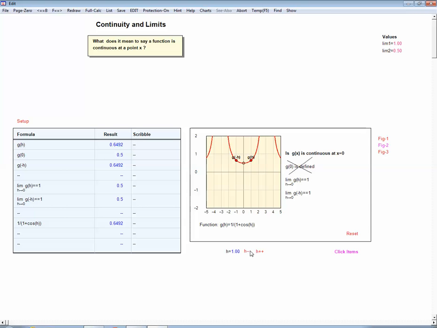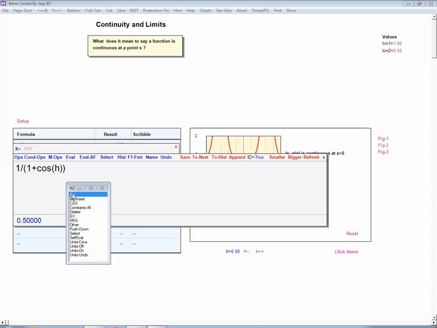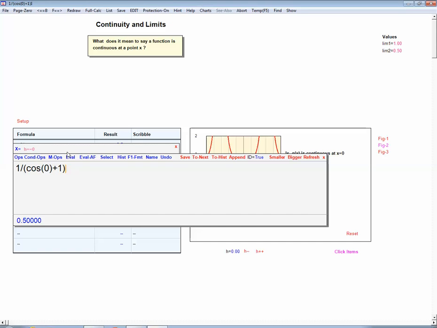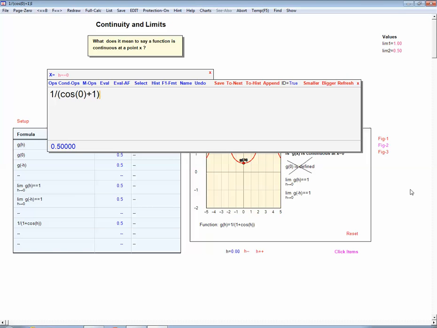As we let h get smaller and smaller, if it's continuous at h equals 0, then those upper and lower limits have to converge. And over here we see the same thing. So in fact, to evaluate this limit when the function is continuous, all we need to do is plug in the value h equals 0. So that makes life very simple.